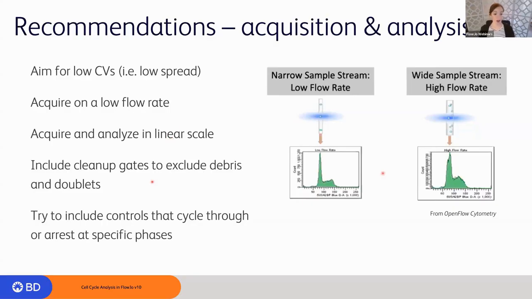Okay. Make sure you include cleanup gates and exclude debris and doublets. For cell cycle analysis, the exclusion of doublets is very important because doublets could also be interpreted as cells with a doubled DNA content, right? So it's not just a single cell with a twofold DNA content. It's twofold DNA content because it's two cells stuck together. Okay, so we need to be able to know the difference. And so having these cleanup gates to get rid of two cells that might have passed through the interrogation point at the same time is of critical importance.